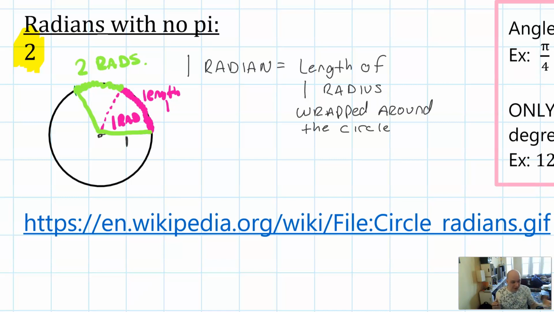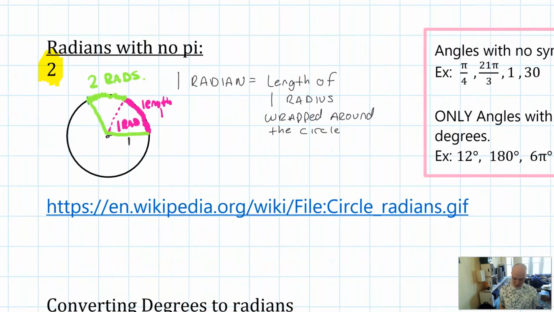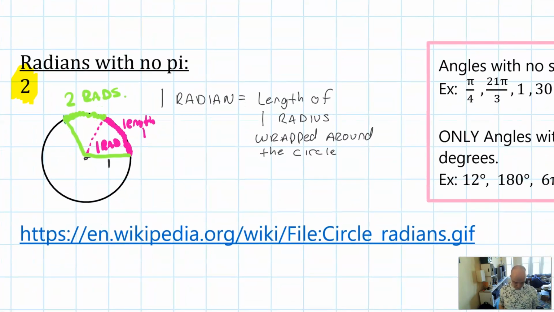Now, fractions of pi, fractions of the whole circle, have had nice degree equivalents. 1 radian or 2 radians with no pi will not have a nice degree equivalent. I believe 1 radian is around 57 point something degrees. It's not a beautiful equivalent. I think it's actually irrational. I know it's irrational because pi is involved. So we don't usually deal with these integer radians, but they do exist and they can happen.